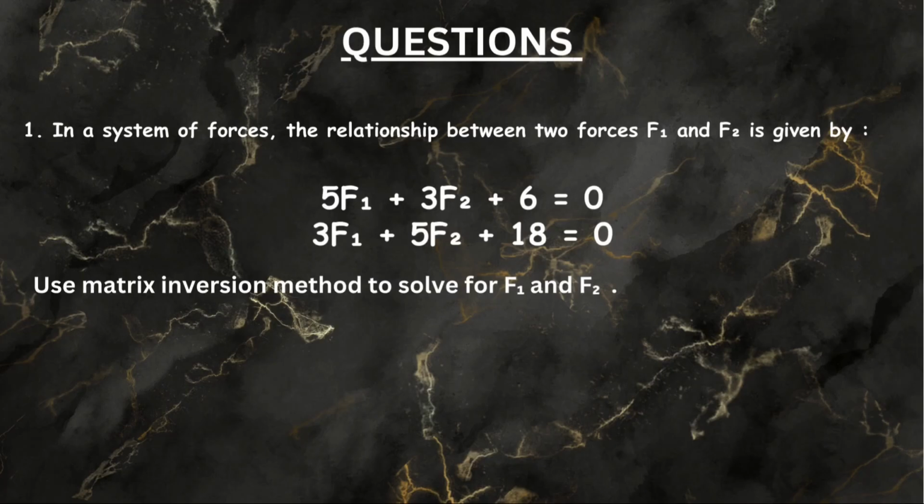Question 1. In a system of forces, the relationship between two forces F1 and F2 is given by 5F1 plus 3F2 plus 6 equals 0, and 3F1 plus 5F2 plus 18 equals 0. Use the matrix inversion method to solve for F1 and F2.